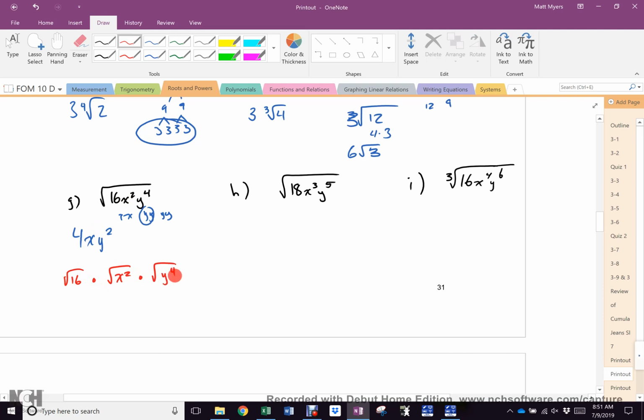Now there's a shortcut here too. This little number should be a 2, shouldn't it? The index. So all I got to do is check. How many groups of 2 come out of 4? How many groups of 2 come out of 2? It's just division.